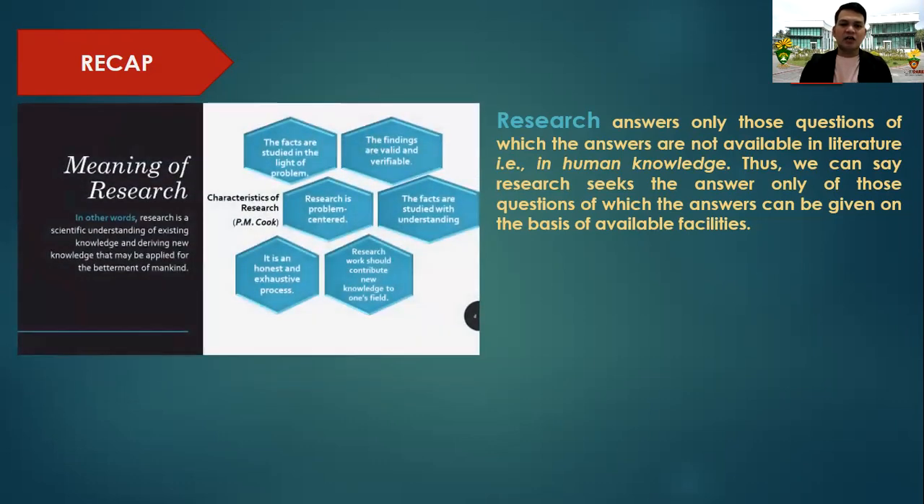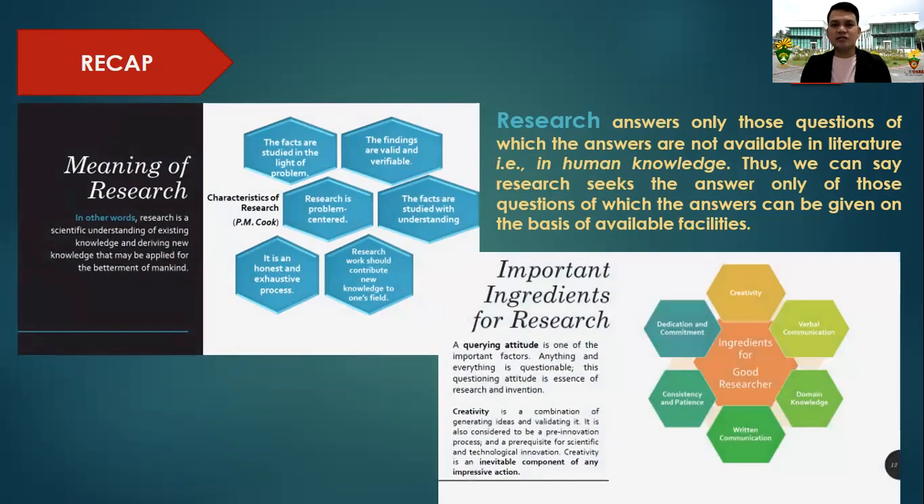We have discussed that previously, and we defined research as a whole: what research is, what the difference is, and what the characteristics of research are according to PM Cook. I just review this so we can continue with the topic. We also discussed the important ingredients for research: creativity, dedication and commitment, consistency and patience, written communication, oral communication, as well as the most important one, the basic or domain knowledge in conducting researches.